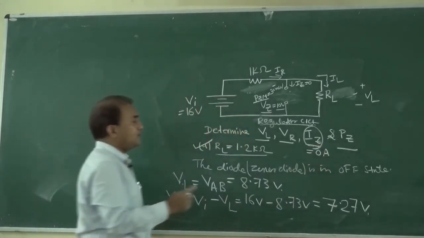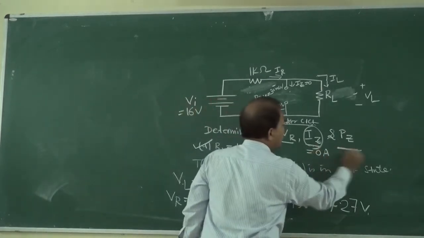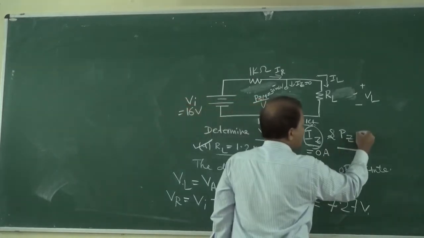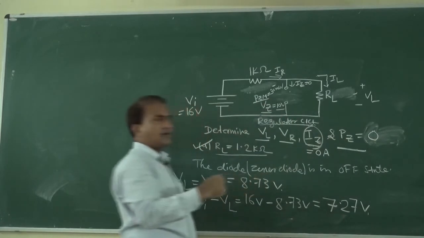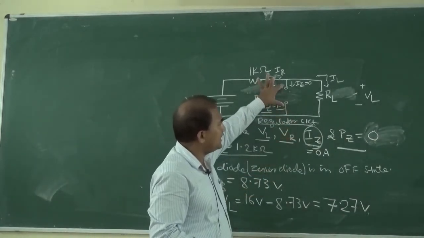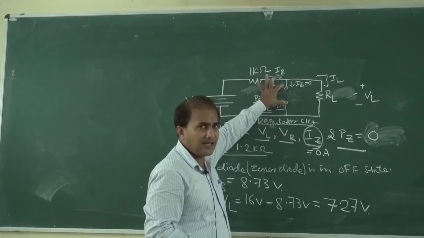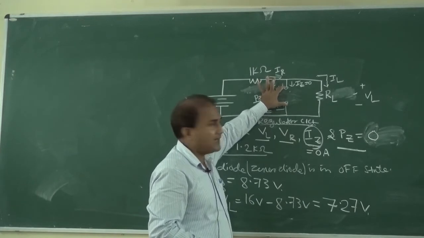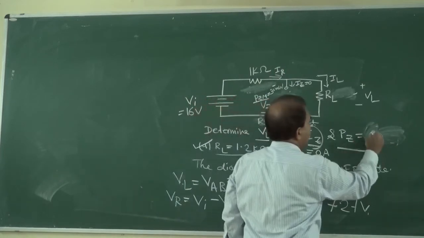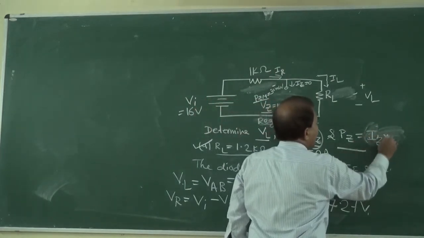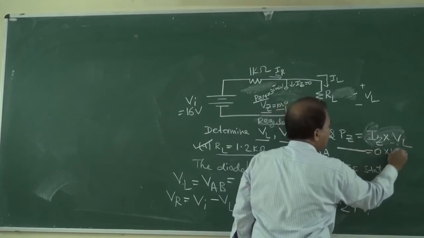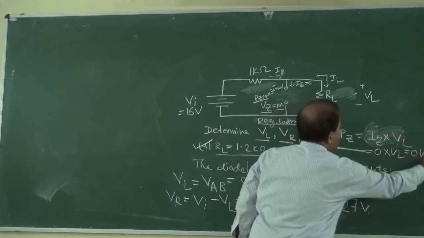Okay, now the fourth one is how to calculate PZ. Now if IZ is 0, then PZ is also equal to 0, because PZ is equal to IZ into the voltage drop across this, VAB, that is equal to VL. So PZ is equal to IZ into VL, which is 0 multiplied with VL. So it is equal to 0 watt.